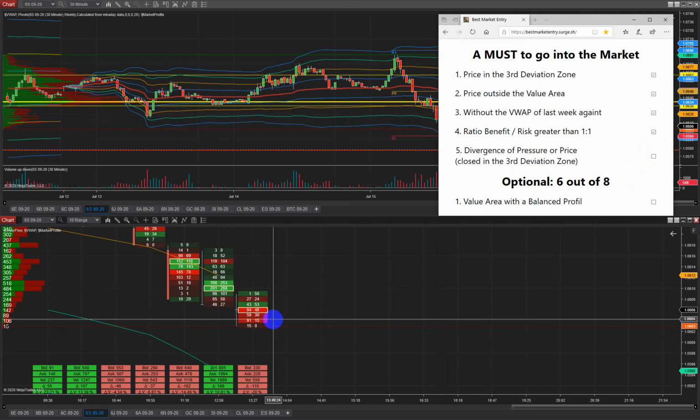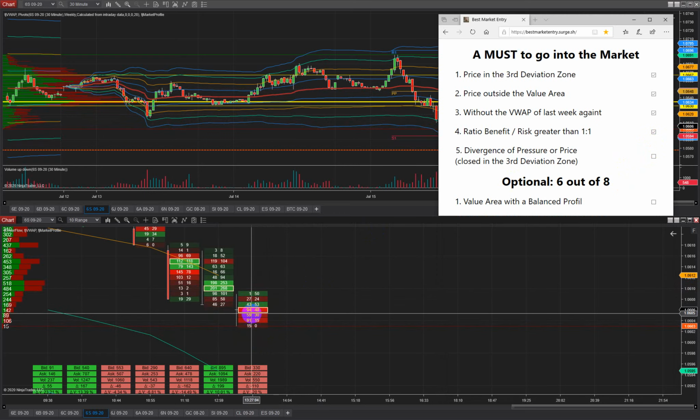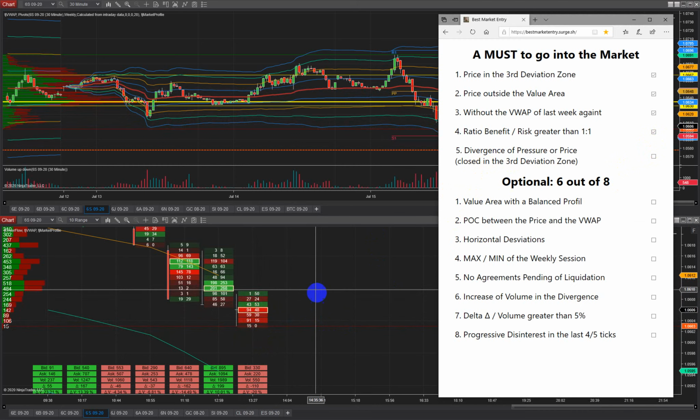No, we don't have a divergency, not yet. It's not formed. It was formed here, but it's not formed now, so it's not a must. So I don't care about the optionals when I don't have a divergency. If I don't have a divergency, why the hell am I going to go into the market? So that's a good one. That's a reason not to enter. We just have to wait. We do have to wait. That's all we have to do, to wait.